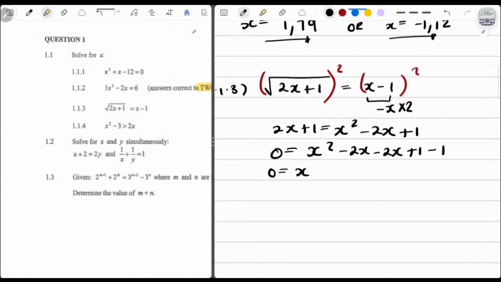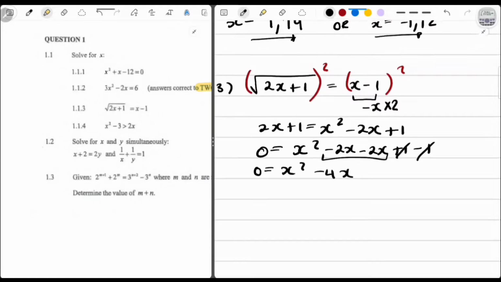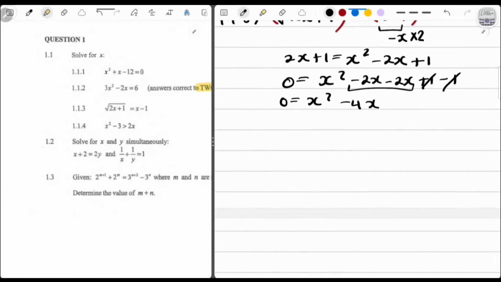So 0 is equal to x squared. And that gives us a negative 4x. And those cancel because positive 1 and negative 1 is 0. Now we have this equation. We need to solve for x.